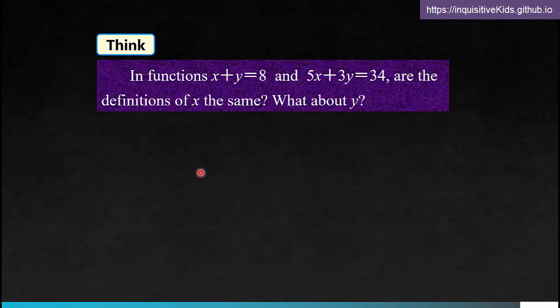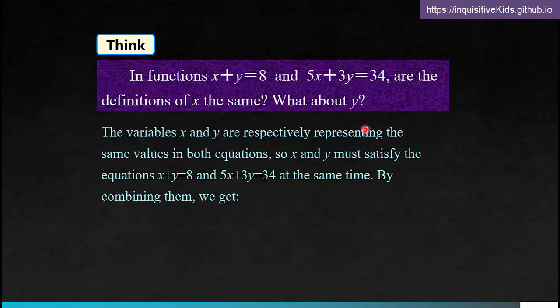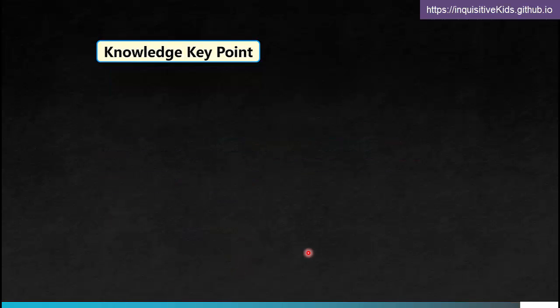Think. In the equations x plus y is equal to 8 and 5x plus 3y is equal to 34, are the definitions of x the same? Or the numbers of the x the same? What about y? Well, the answer is that the variables x and y are respectively representing the same values in both equations. So x and y must satisfy the equations x plus y equals 8 and 5x plus 3y is equal to 34 at the same time. By combining them, we get this system of equations.